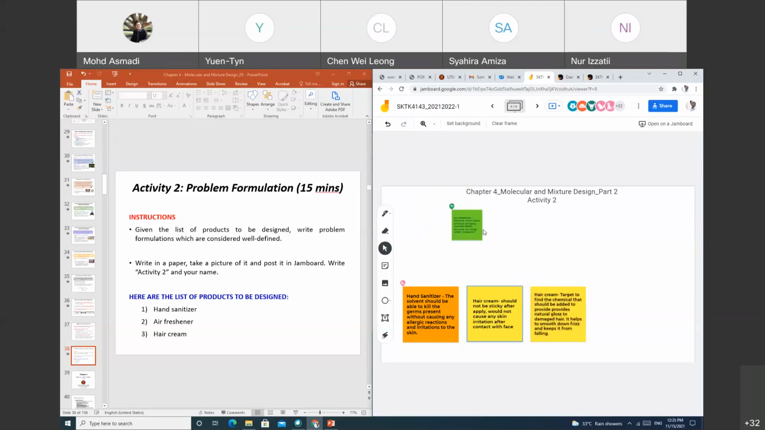Air freshener. The target is to find the solvent that removes odor without bringing harmful effects towards our lungs when inhaled. So this is good. Thank you very much. So let's continue. Meaning that you understand the problem formulation.